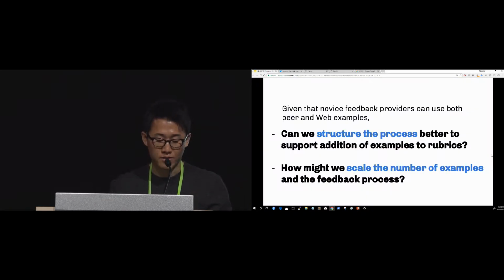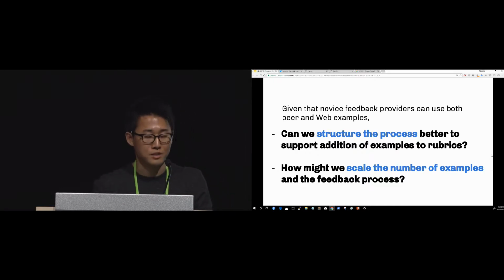Moreover, two limitations of this study motivate the design of study 2. First, we know from prior work that it is possible to scaffold the feedback process for novice feedback providers with expert-created rubrics. In study 1, we simply threw in some examples along with rubrics, but we can structure this process better to support the addition of examples on top of the use of rubrics. Second, the size of the corpora was 24, which is fairly small and requires intense manual curation. So in study 2, we'd also like to support example galleries with an increased size.